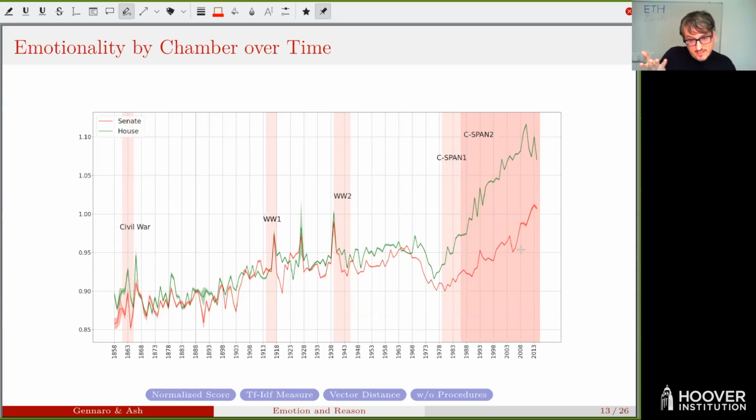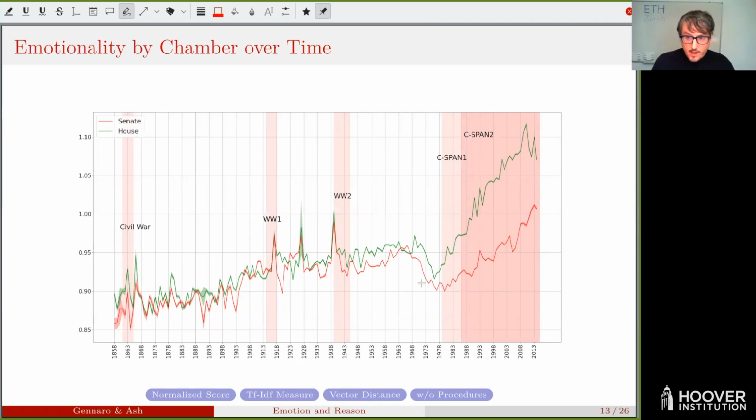I think for those interested in US politics, the fact that the emotionality was the same for such a long time is actually kind of interesting. But then the fact that it's diverged in the last 40, 50 years is also quite interesting. Aaron, I see your question. That's an interesting issue, the fact that there's this dip right here.